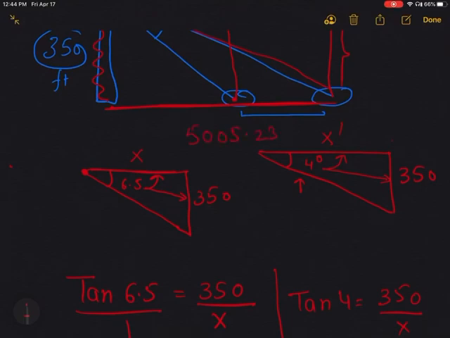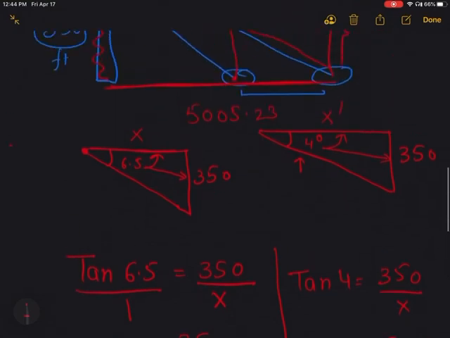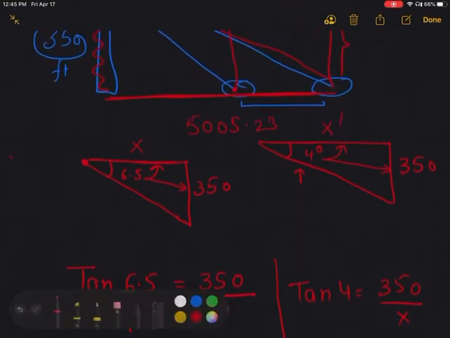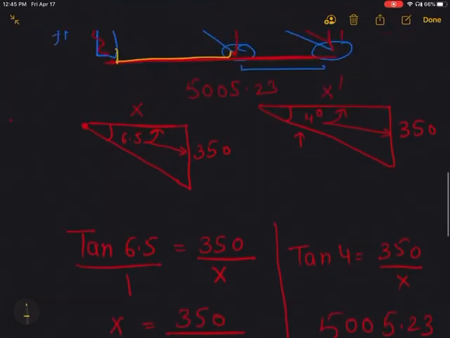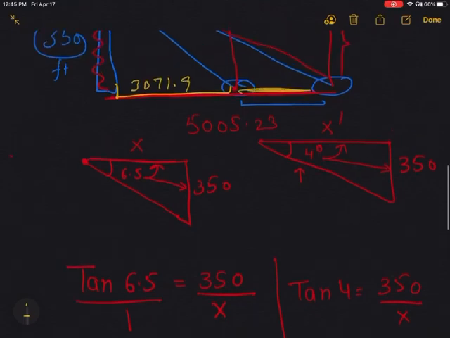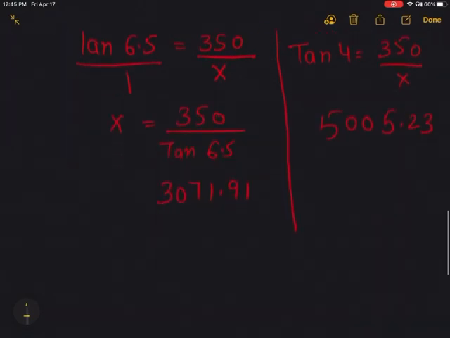For the first triangle, let me pick a different color. This distance, which we already solved using the first triangle, is 3071.9. In order to find this distance here, you just have to find the difference between these two numbers. So let's do that: 5005.23 minus 3071.9, and I have 1933. So my answer is 1933 feet.